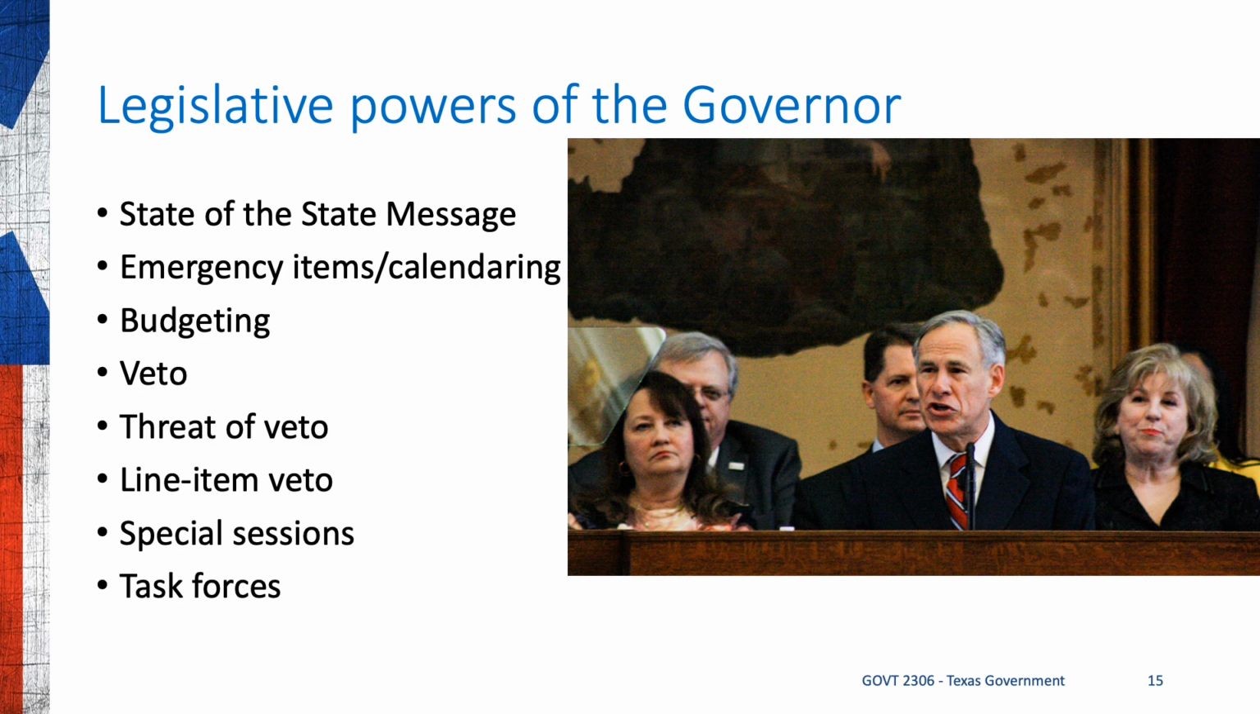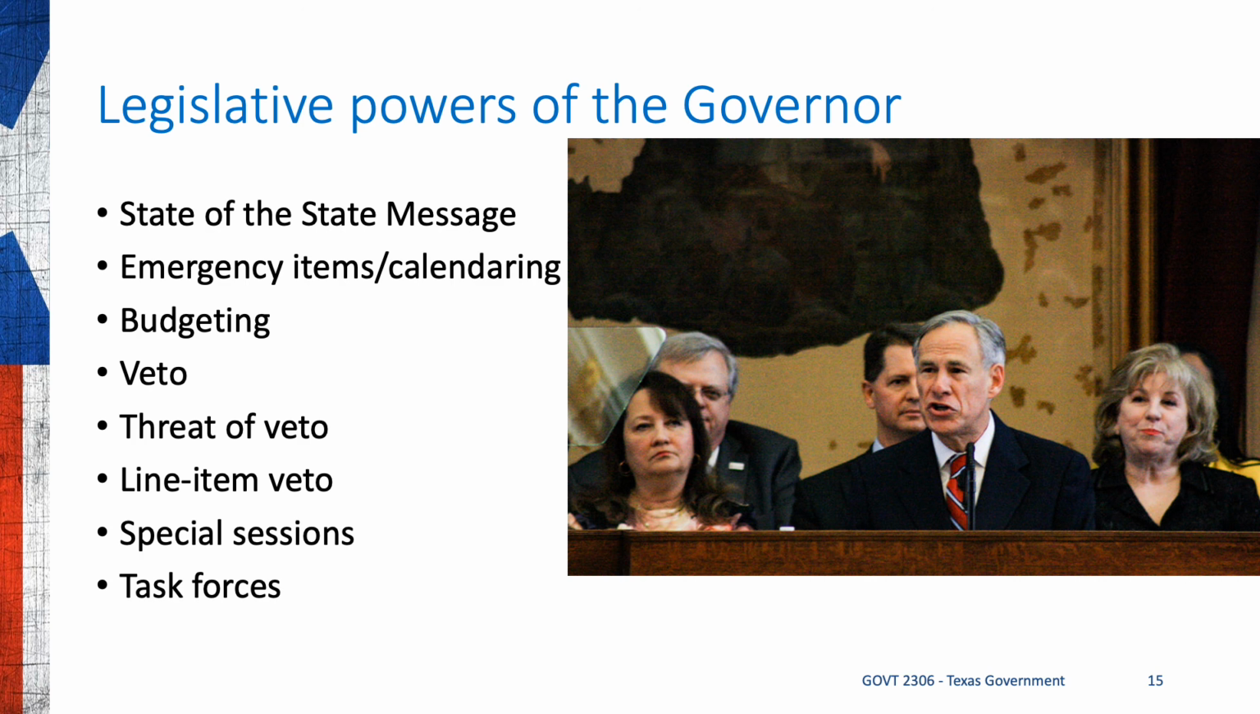The governor is the chief budget officer of the state, and so the governor comes up with the budget and then sends it to the legislature, and the legislature has to deal with it from there. The governor has veto power.